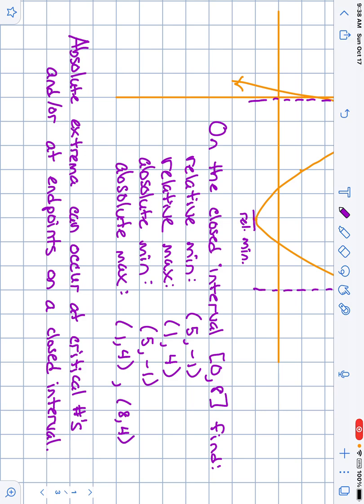Something really important to note. This isn't a really mind-boggling, it's not a really difficult concept, but it's an area of misconception. It's a place where students will make a mistake. They'll forget to also check endpoints for absolute extrema. So just keep that in mind. Visualize this graph, and that'll help you remember.